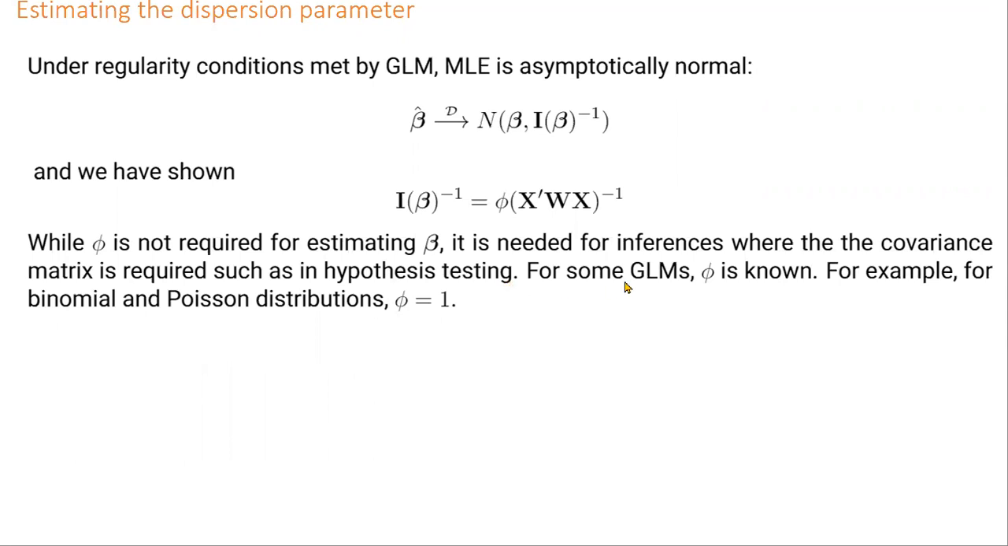Having said that, for some GLMs, phi is known. For example, in the binomial and the Poisson distributions, this phi is 1. Obviously, implicit in my statement there, the binomial and Poisson distributions belong to the one-parameter exponential family.